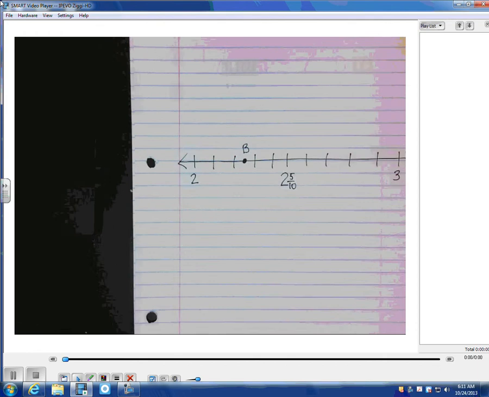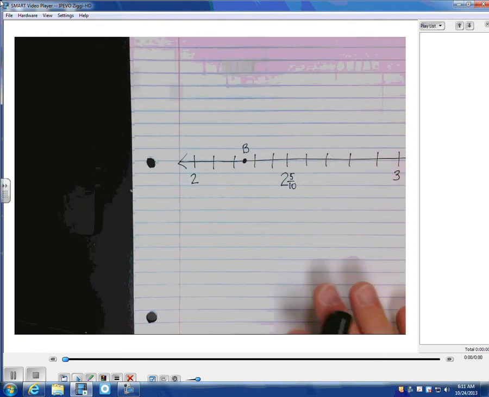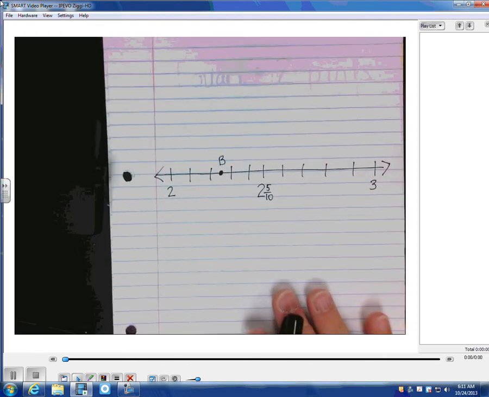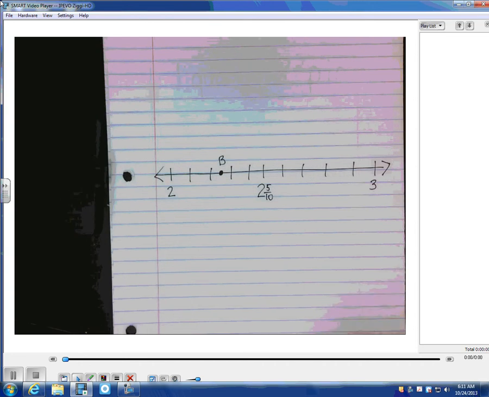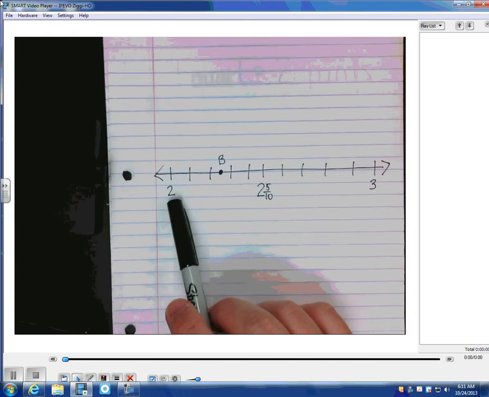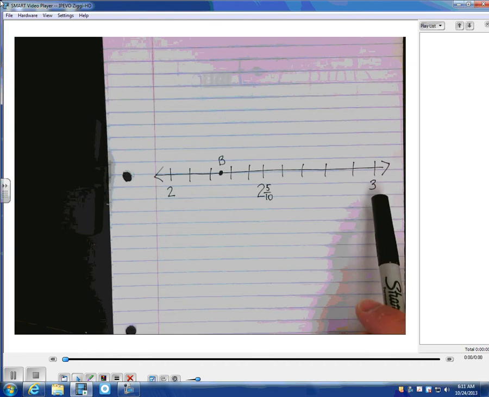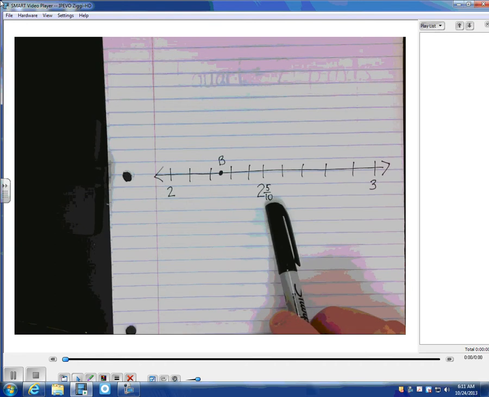Okay, so you have your number line starts with 2, it ends with the number 3, and they give you the middle, which is 2 and 5/10, or 2.5. Okay, so let's look at this a little bit closer. So this is just like what's on your MRS. So again, I have 2 that goes to 3, and I know that this is 2 and 5/10.